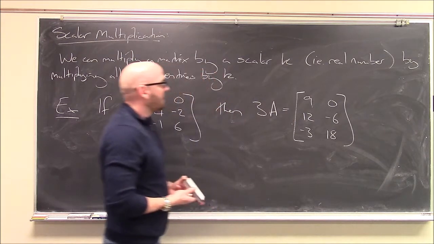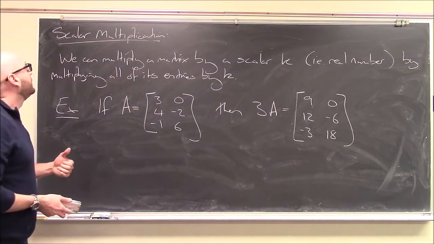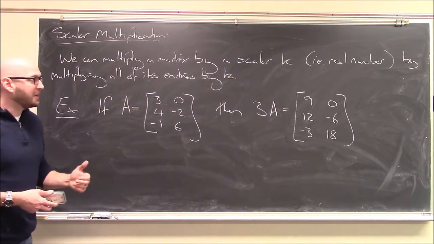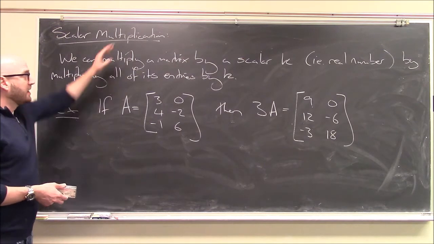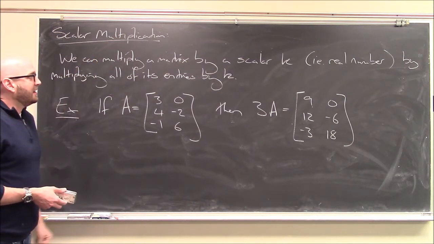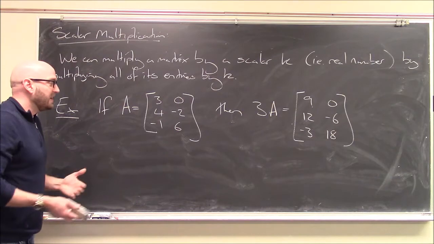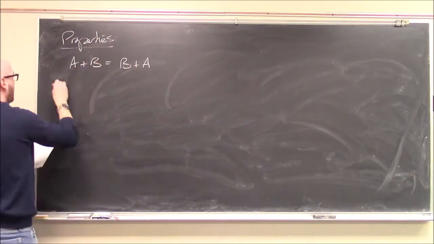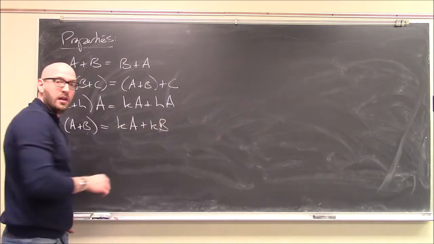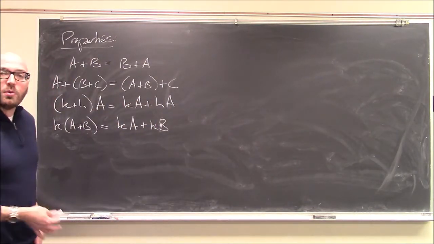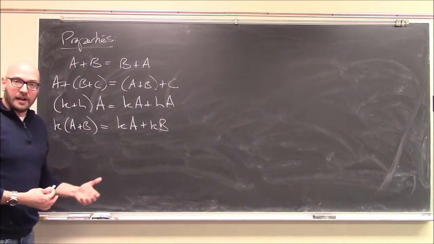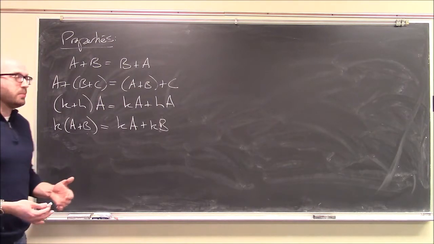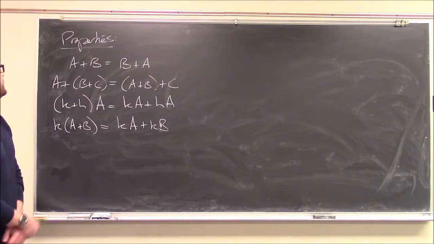And I want to formally list some of the properties here of the way addition and scalar multiplication interact with each other. So we'll formally list these properties, but they're exactly what you would expect. So I just wanted to quickly list some of the formal properties of addition and scalar multiplication. Now that we've defined these two operations, let's talk about how they formally interact.